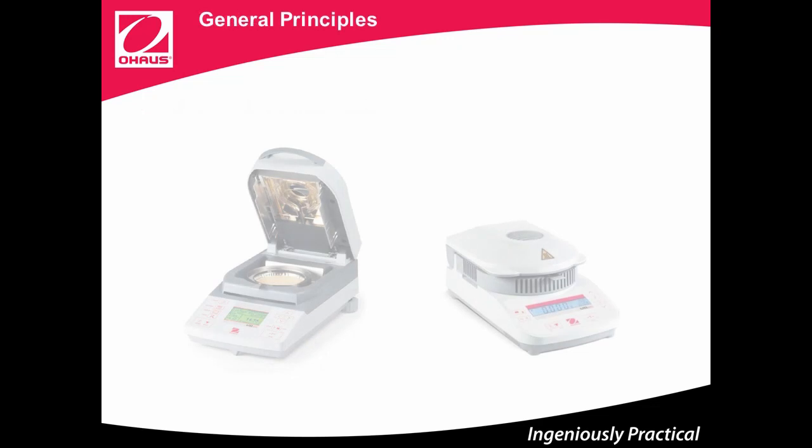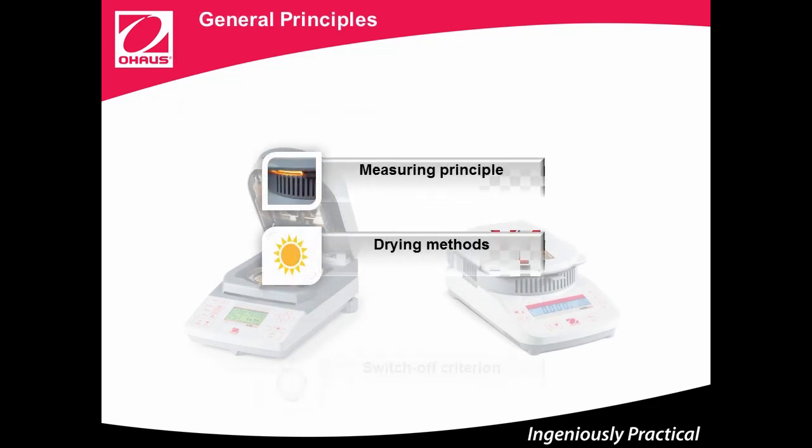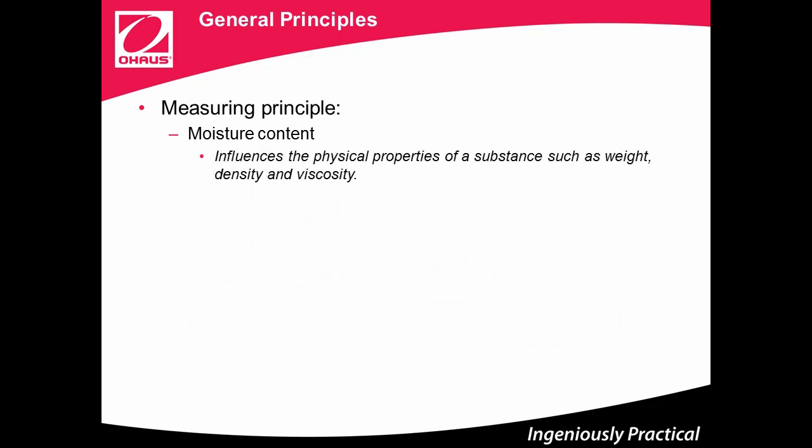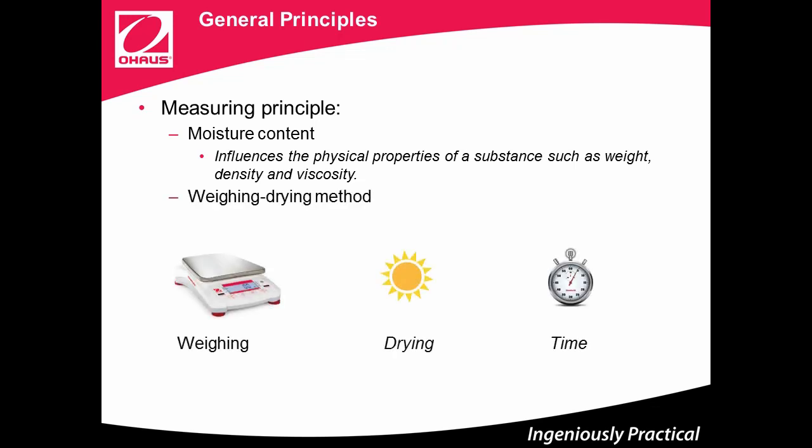The general principles that we'll introduce are measuring principles, drying methods, switch-off criterion. Measuring principle. Moisture content influences the physical properties of a substance such as weight, density, and viscosity. Weighing drying method. Like the name says, the weighing drying method involves weighing and drying over time to measure the moisture content. OHAUS MB Series Moisture Analyzer operates with this method.